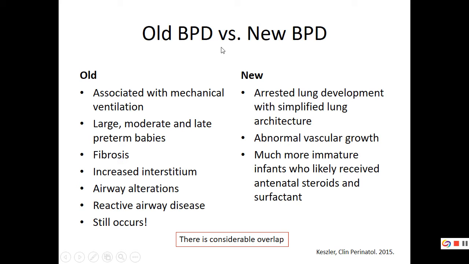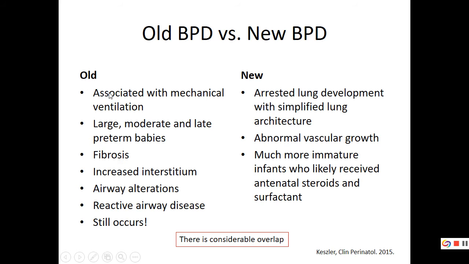So old versus new BPD. We briefly touched on this in the previous slides, and note at the bottom there's pretty considerable overlap with these two types of BPD. And again, the reason that we have these two different types of BPD is because with medical advancements, we've changed the natural history of the disease, how it looks on x-ray, how the babies look at discharge.